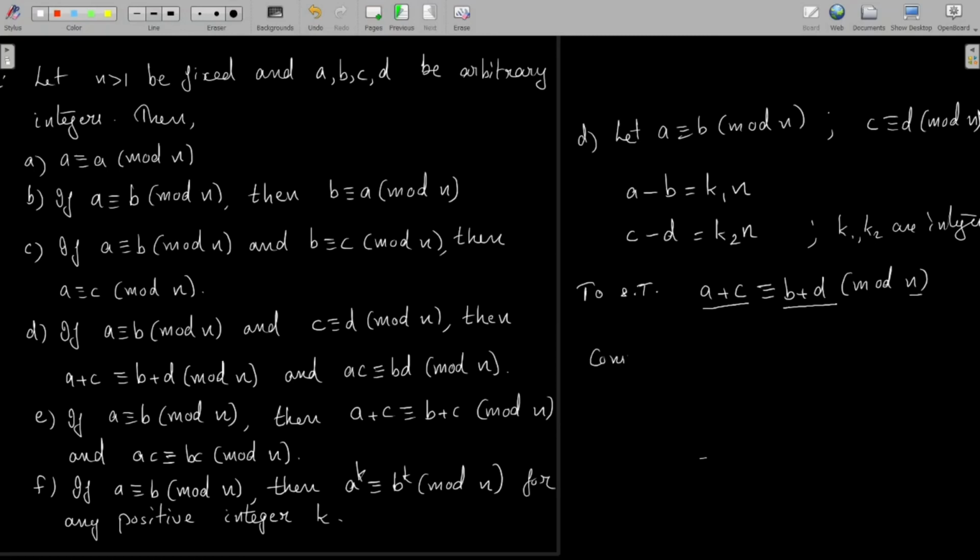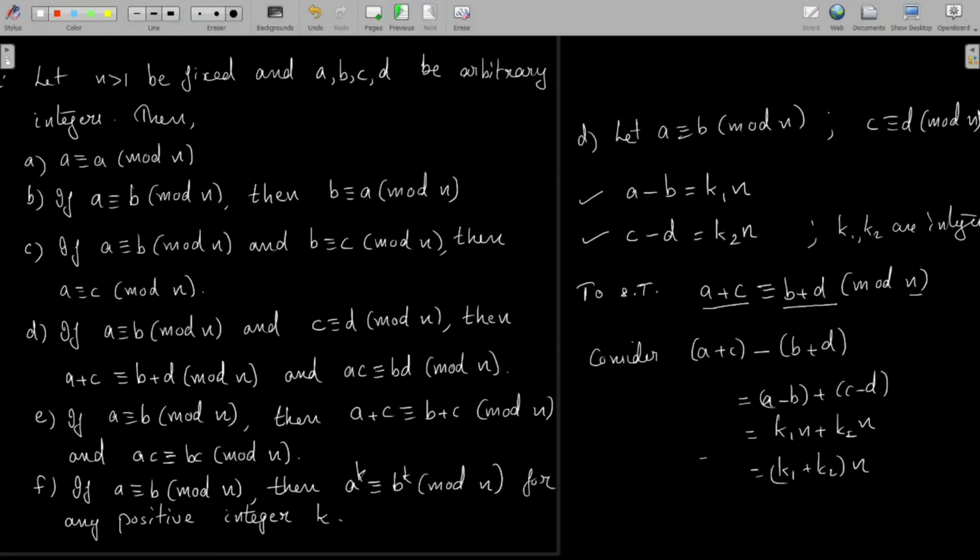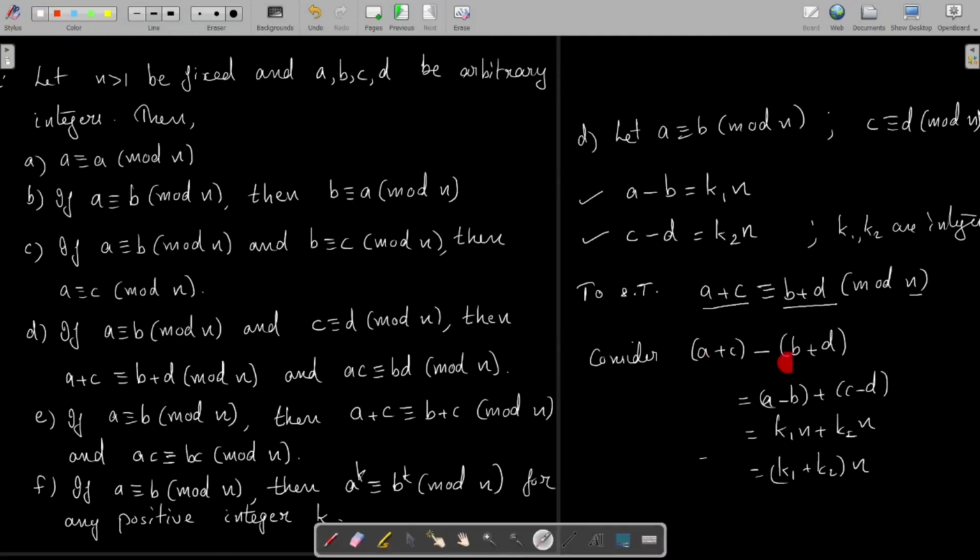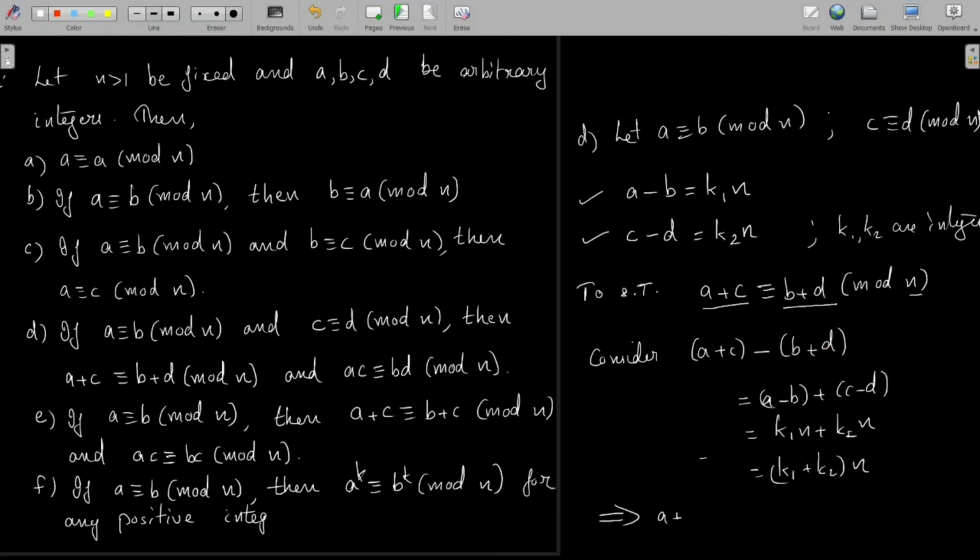So consider a plus c minus (b plus d). This can be written as (a minus b) plus (c minus d). And here we have a minus b equal to k1n and c minus d equal to k2n. Therefore this is k1n plus k2n, or this is equal to (k1 plus k2) into n. So what we get is a plus c minus (b plus d) is a multiple of n. So this implies that a plus c is congruent to b plus d mod n.